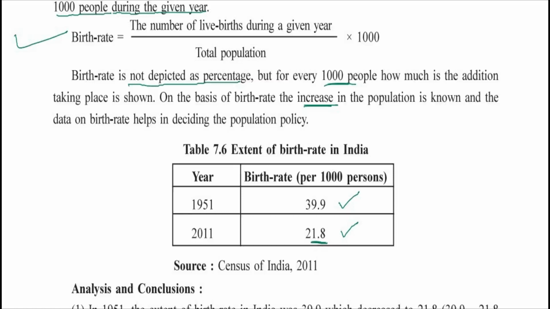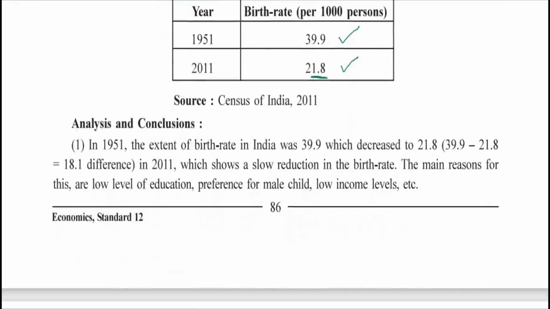But look at the death rate of India. If we just analyze this thing, we can say in 1951, 39.9 was the birth rate. It decreased to 21.8, right? So the reduction in the birth rate is quite slow. The main reasons for this are low level of education, the preference for male child, low income levels, etc.